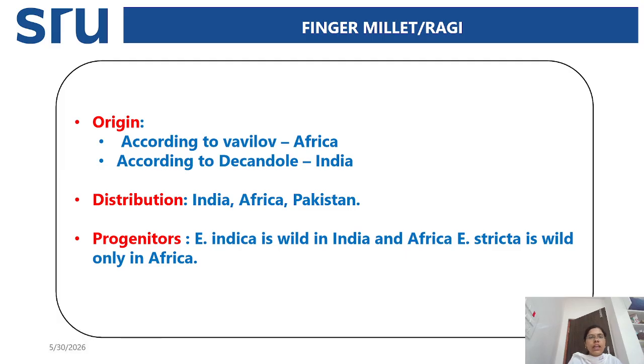And the name ragi is derived from the Sanskrit word ragika. And next, here you can see the origin. This ragi has two origins according to two scientists. According to Vavilov, it is Africa, and according to De Candolle, it is India. It is grown in India, Africa, and Pakistan. And progenitors: Eleusine indica is wild in India, whereas Eleusine stricta is wild only in Africa.